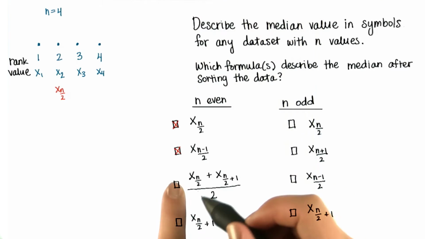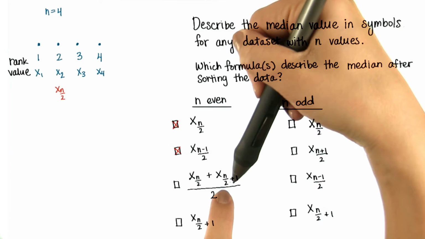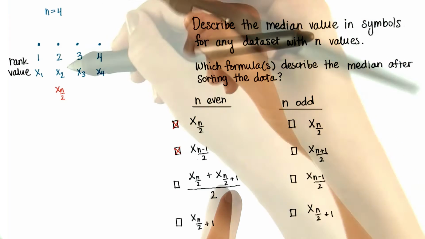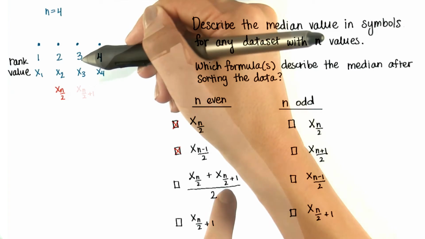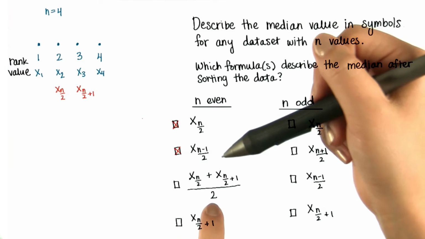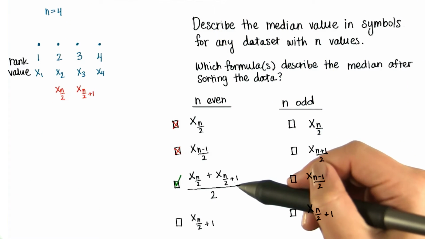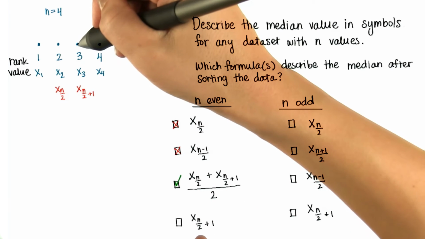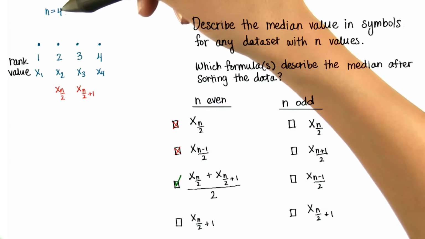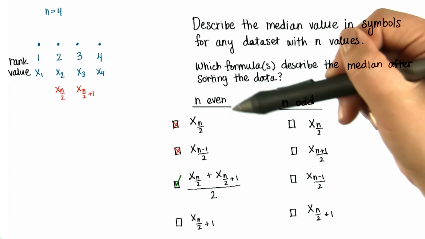What about this one? We have x sub n divided by 2 plus x sub n divided by 2 plus 1. So if this is the rank n divided by 2, n divided by 2 plus 1 is 3. And then if we divide it by 2, we get the average of these two values. So here we have our answer. And you see that this value is this third one. Using this logic, we can extend these formulas for any even-numbered data set.